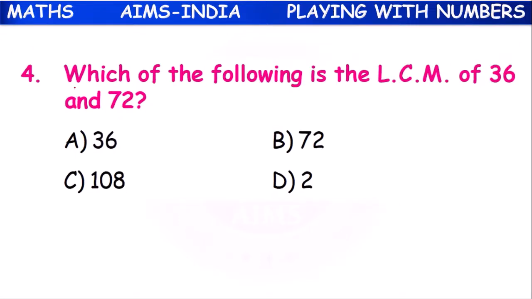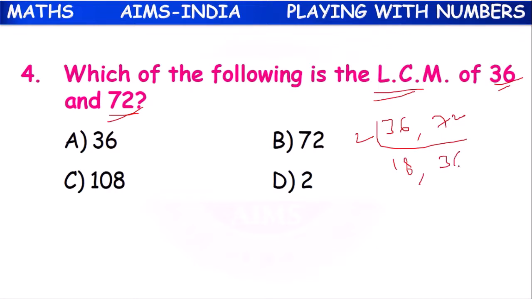Next, fourth one. Which of the following is the LCM of 36 and 72? So what is their common divisor? 2 18 times, 2 36 times. Again with 2, 9 times, 2 18 times. Again with 3, 3 times, 3 6 times.